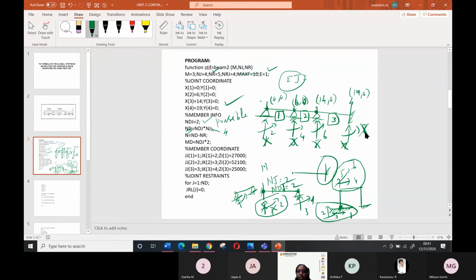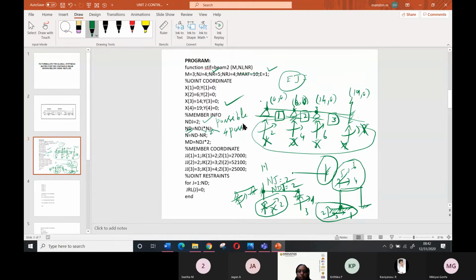So total degree of freedom is 8. This NDJ is equal to 2, and 2 into 4 is equal to 8. So when you count like this, 1, 2, 3, 4, 5, 6, 7, 8. So this 8 is what the computer calculates by this step. Then this is what I have calculated as possible.